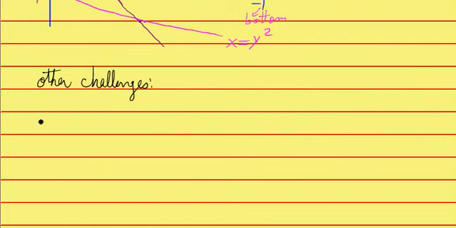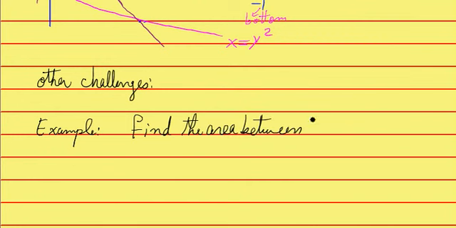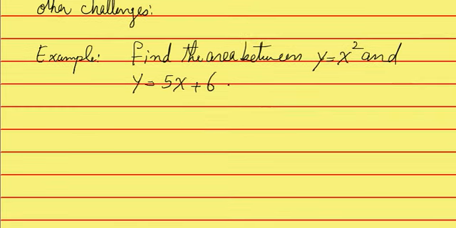Here is an example. Find the area between, say, y is equal to x squared and y is equal to 5x plus 6. We are not told who's top, who's the bottom, where's the left and where's the right. So we might as well go ahead, get a picture of this situation to be assured of our answer.